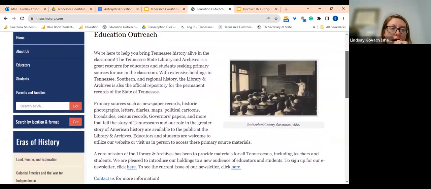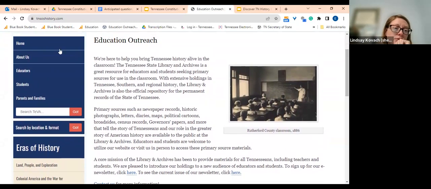And if you can notice the blue spot on the left side of your screen, it kind of gives you some information about what things we offer for educators, and you see a student tab and then parents and family. So I'm going to just focus on the educators tab for right now.